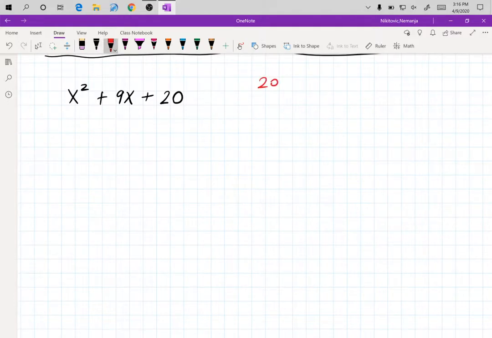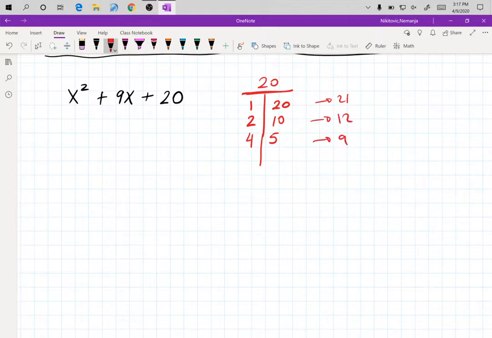You immediately create the factor tree for 20. You always start with 1. 1 times 20 is 20. 20 is even, so it's divisible by 2, so let's use 2. 2 times 10 is 20. 3 doesn't divide 20, so don't worry about it. 4 does, and gives us 5. And so on. So now we created the list of all factors. This one adds to 21, this one adds to 12, this one adds to 9. Yay! So the answer is x plus 4, x plus 5.